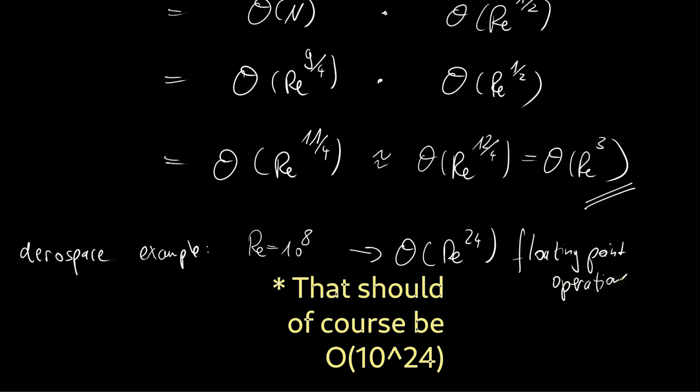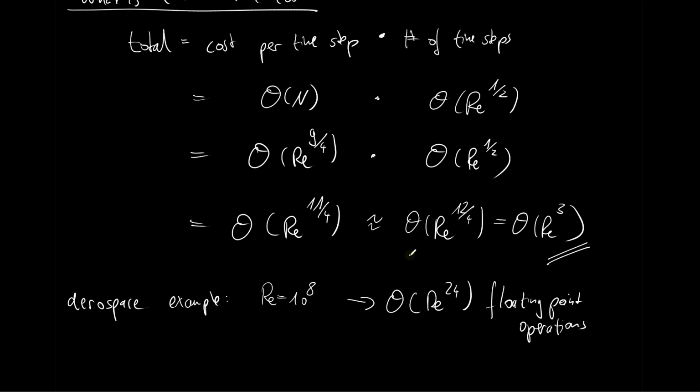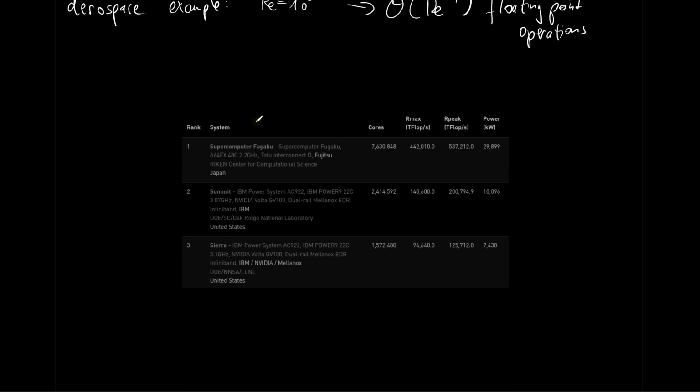So the number of computations that we have to do, additions, multiplications, subtractions, and so on. But what does it mean in practical terms? For this, I have this table here that is taken from the Top 500 website. There's a website listing the fastest supercomputers in the world. And here we have the top 3. We have a Japanese computer and 2 computers from the United States.